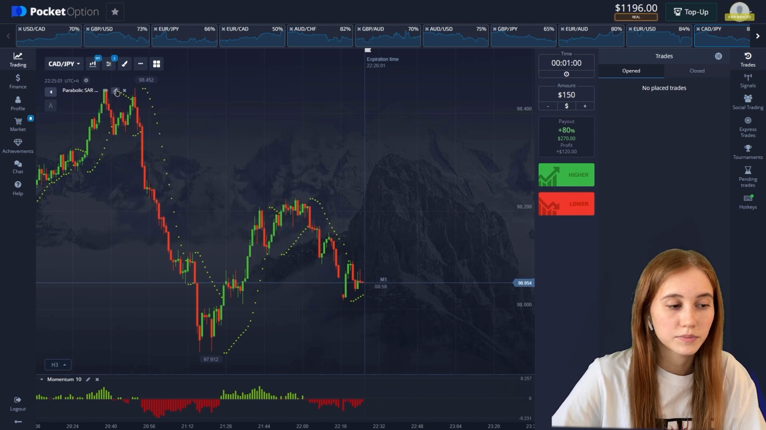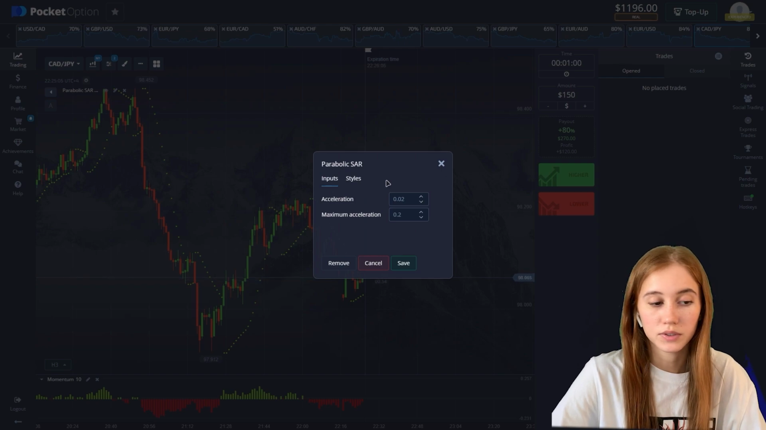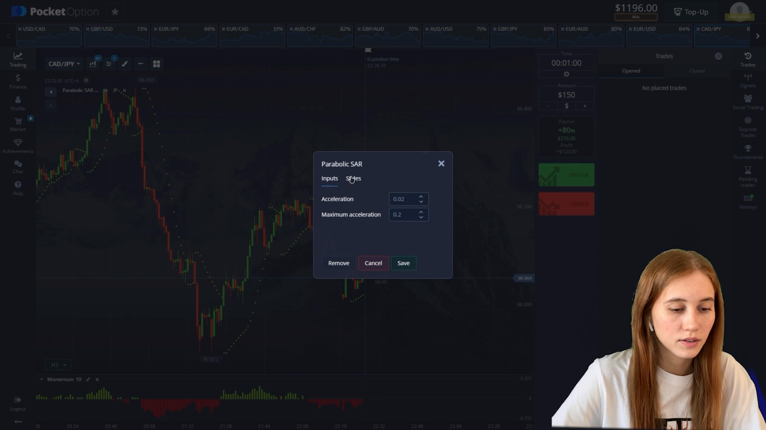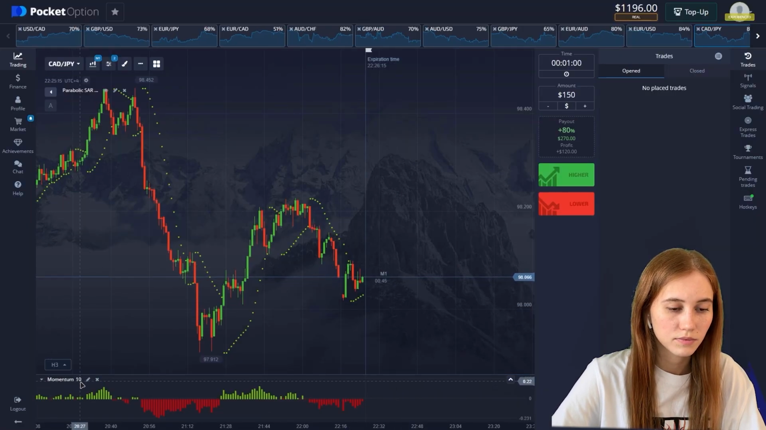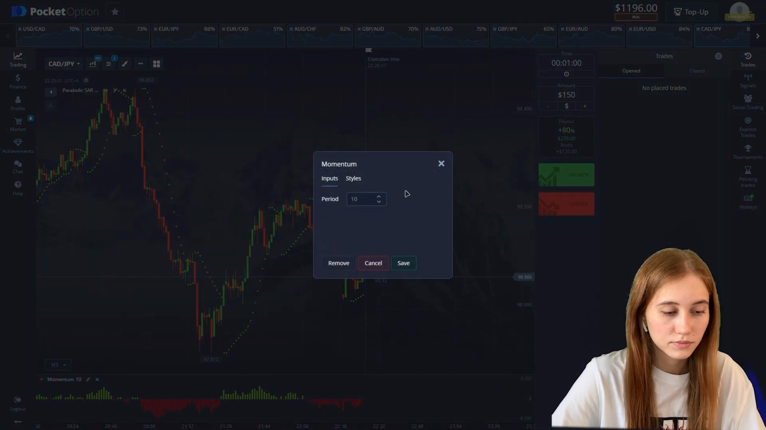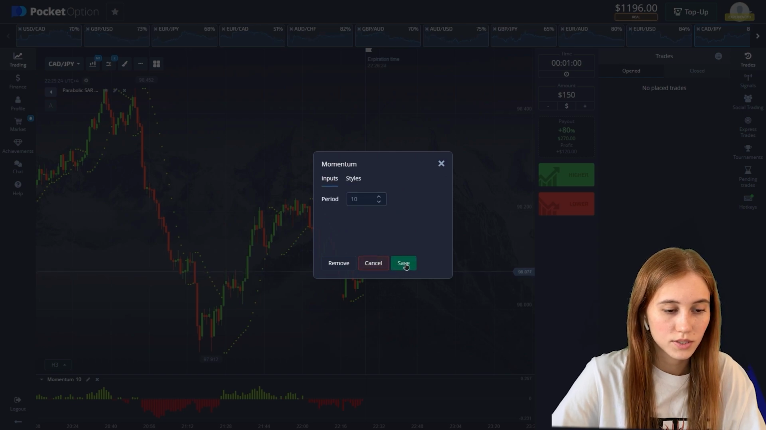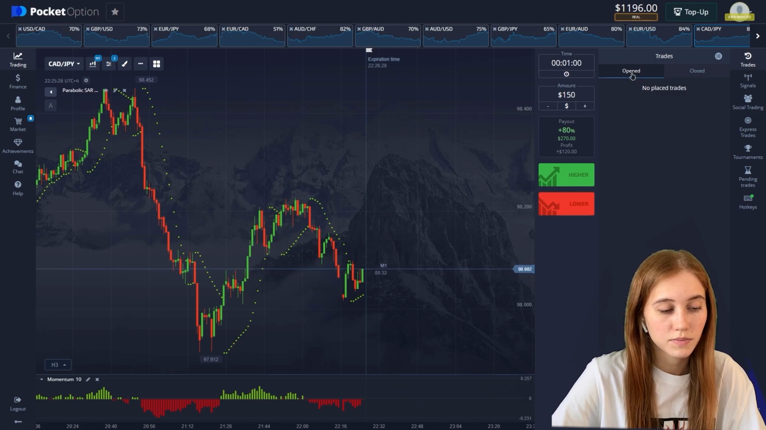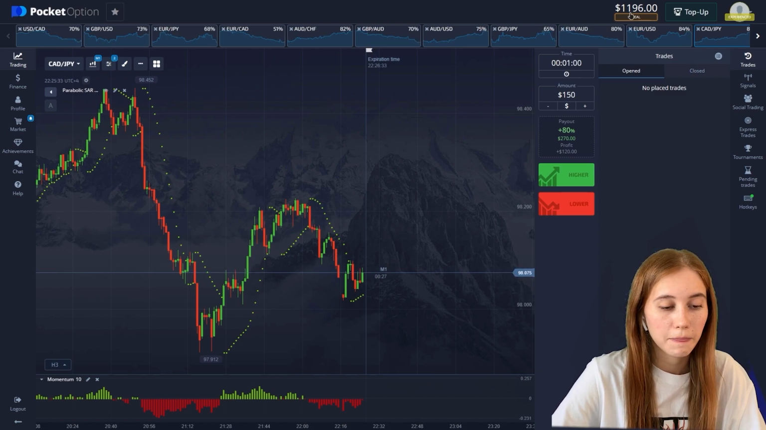Also about the indicators. We traded using two indicators, momentum and parabolic. Also using the settings. You can copy them. And also the second one. Also the usual default settings, but you can copy them.